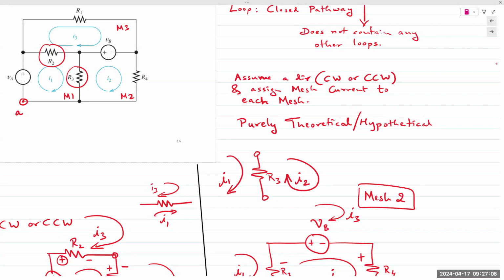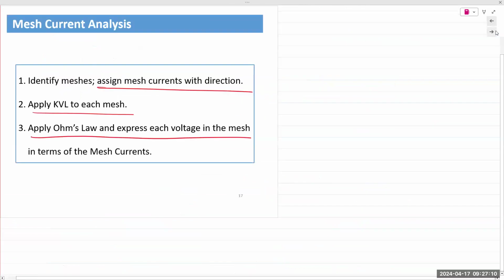Okay, move on. All right, let's look at the example then. I think we summarized this last class. Again, if you have any questions, let me know. The first step is, of course, identifying the meshes and assigning mesh currents to them. Then you write down the KVL. Do not skip that step. Write down all the voltages you have in there so that chances of errors are minimized. And then once you have the voltages, apply Ohm's law and express each in terms of the mesh currents.